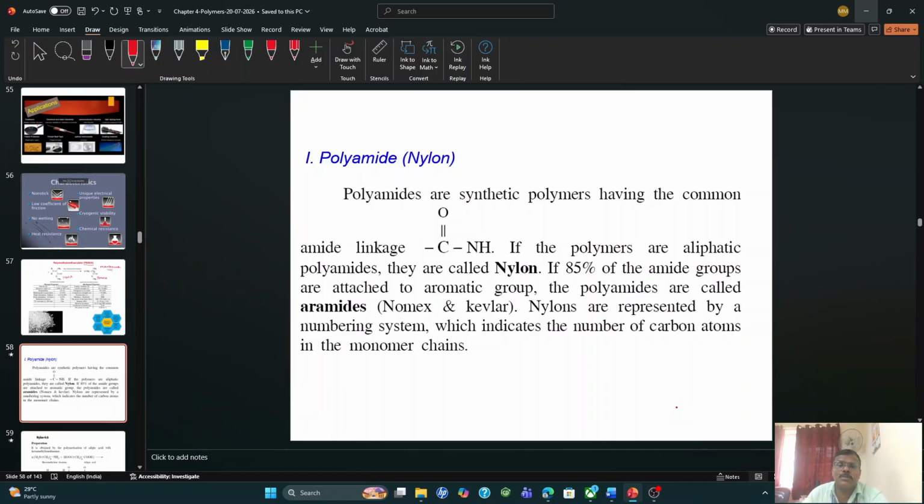Next, condensation polymerization. The first one is the nylon. It's a polyamide. Polyamides are synthetic polymers having the common amide linkage. What is the common amide linkage? CONH group. That is the common amide linkage. So nylon has two derivatives: nylon 6,6 and nylon 6. This we discussed 2-3 slides back.